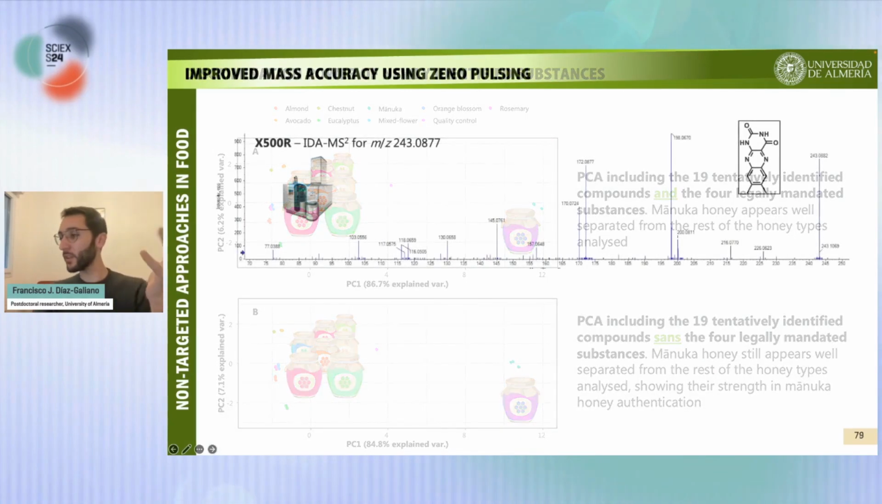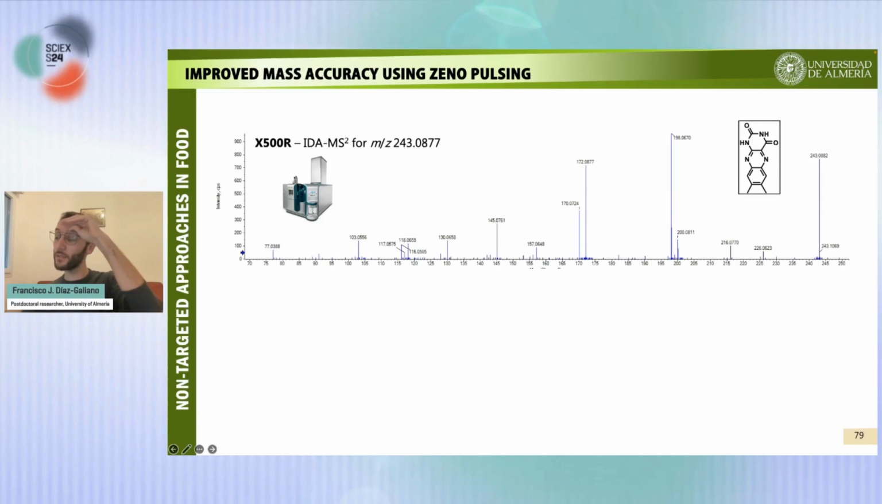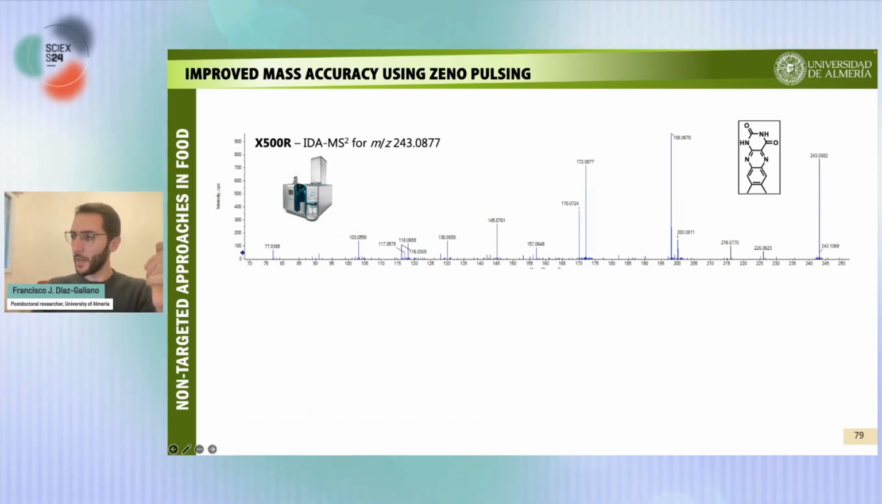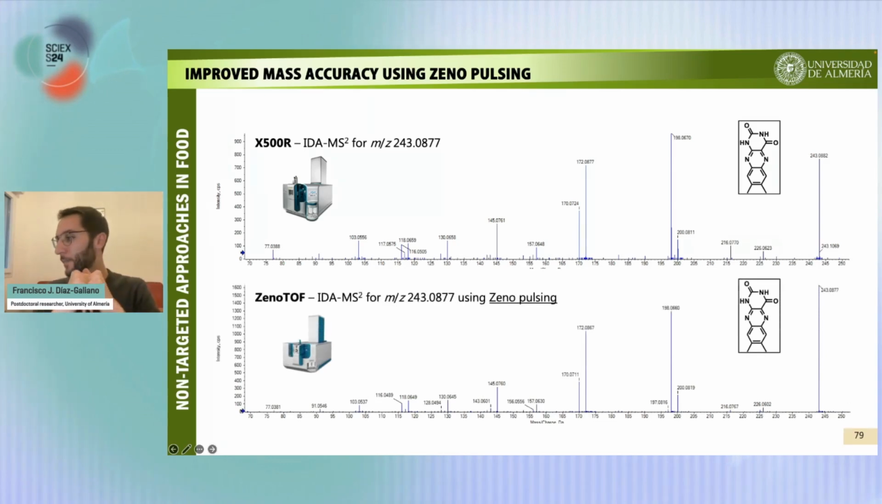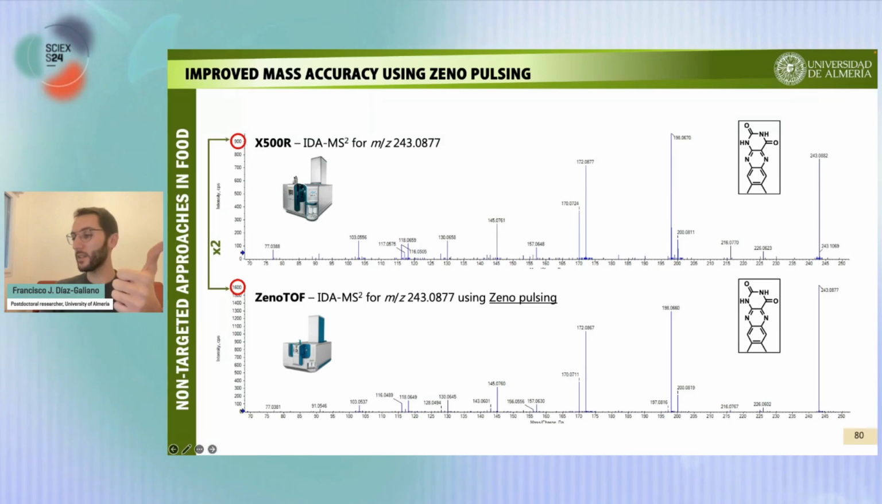And on a final note, I wanted to show you the difference. This is the last experimental slide I'm showing. The difference in the identification, which is based on the X500R, as I was saying, and the Xenotof 7600. We ran our samples again in the same acquisition mode. And now I'm showing here the difference in intensity. We're talking about twice as intense thanks to the Xenotof.